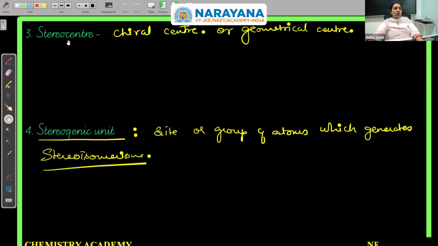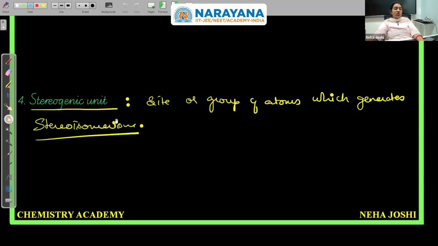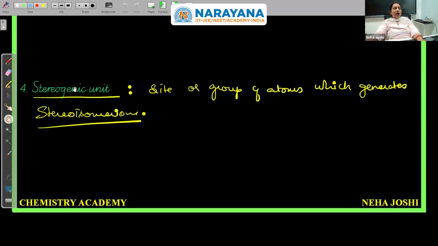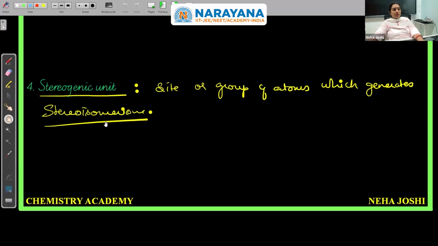Okay. Then comes the stereo center. We discussed yesterday. It could be a chiral center, it could be a geometrical center, any such center at which if two groups are exchanged and you get a new stereoisomer, then it is called a stereo center. Okay. Is that clear? Stereogenic unit: a site or group of atoms which generate stereoisomerism is called a stereogenic unit.